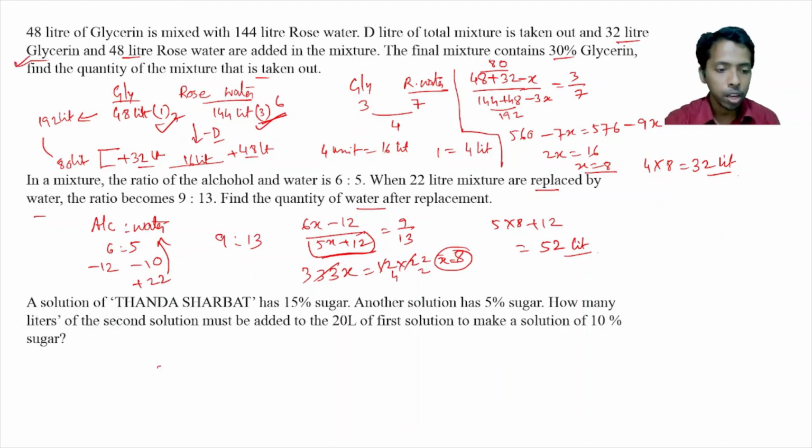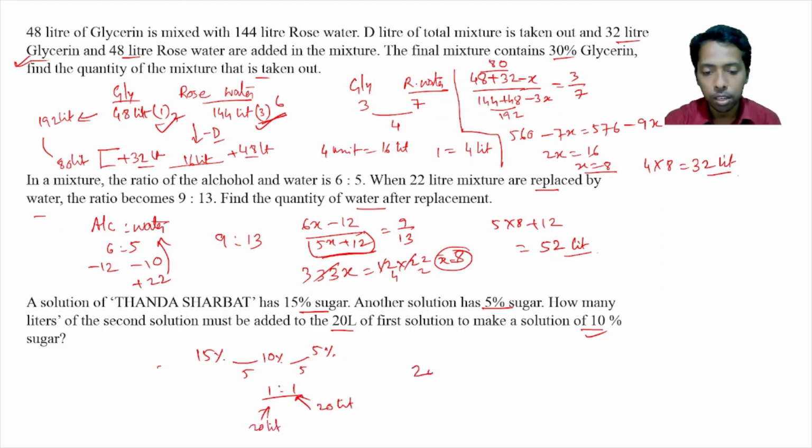A solution of sherbet has 15% sugar and another solution has 5% sugar. How many liters of the second solution must be mixed with 20 liters of the first solution to make a solution of 10% sugar? So initially 15% sugar and the solution having 5% sugar. To make the final solution 10% sugar, that should be in between these two. So here the difference is 5%, here it is 5%, both cases are the same. That means 20 liters of the first solution obviously is mixed with 20 liters of the second solution as well. So the answer here is 20 liters, right?